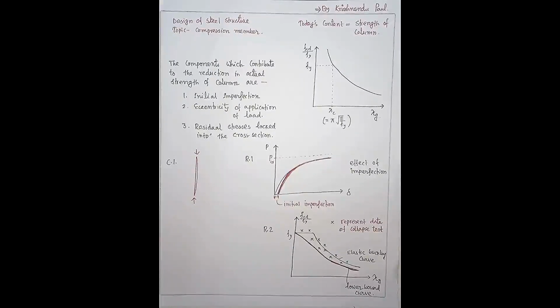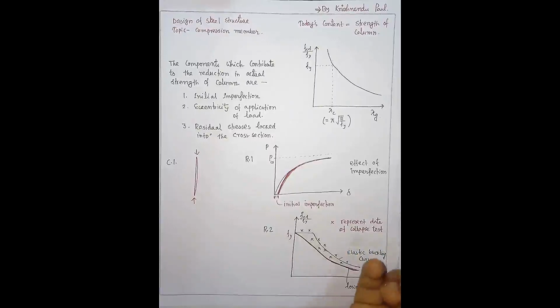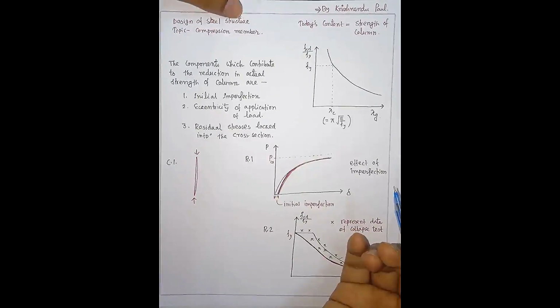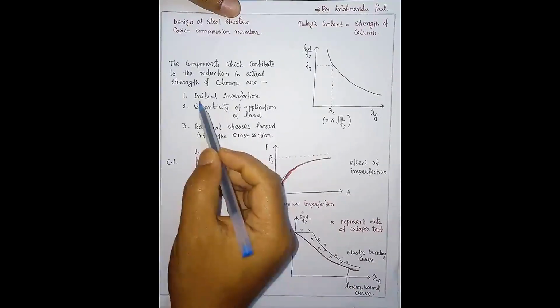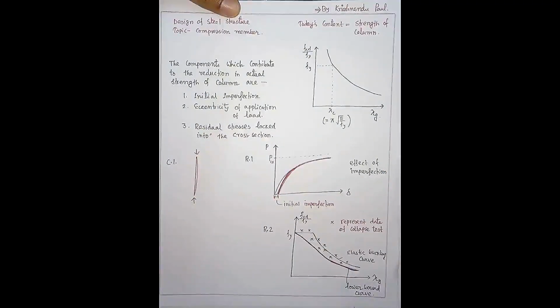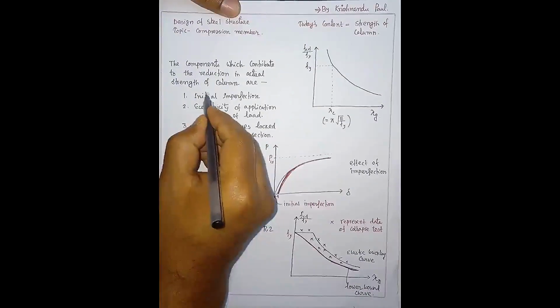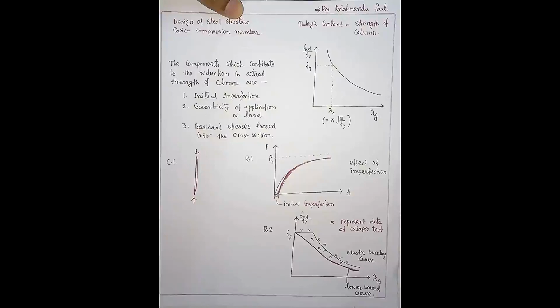Okay, in case of a particular cross section, if every condition is ideal, then we can use this curve to find the strength of the compression member. Now in actual practice we never get ideal conditions. There may be some initial imperfections, then there may be some eccentricity in the application of load. You know what eccentricity is.